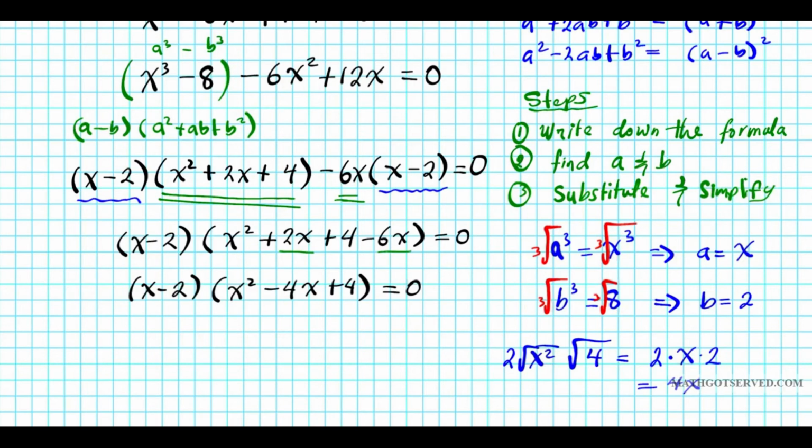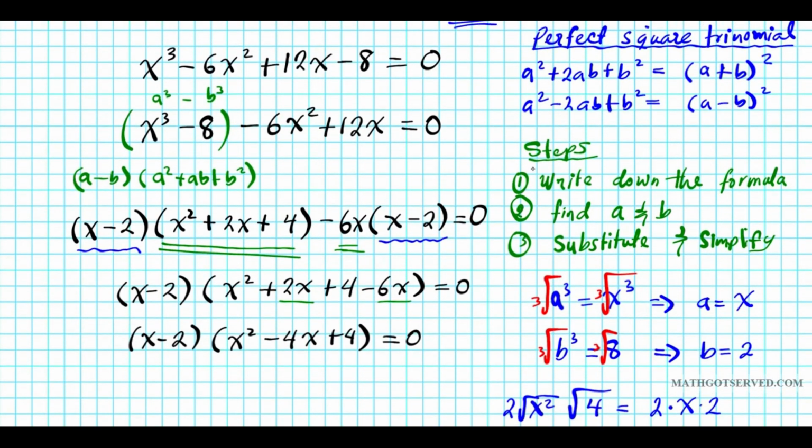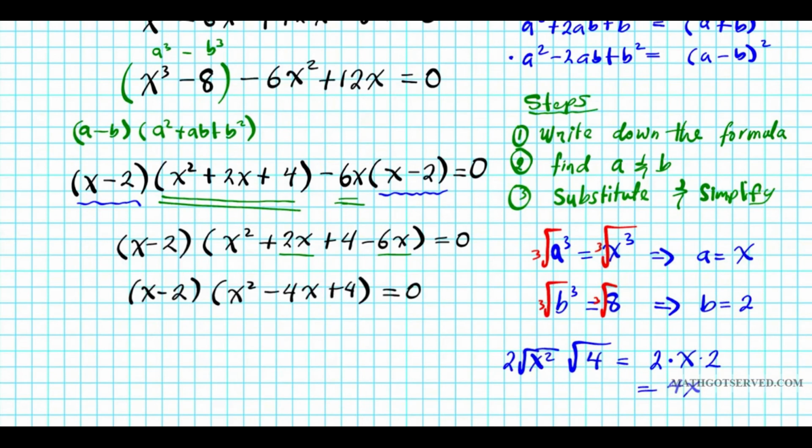So what does that mean? We can use this factorization trick right here to factor this trinomial, okay? So that just involves taking the square root of the first and the last term and bringing down the middle sign, okay? So we have x minus 2 times x, bring down the middle sign, minus 2 quantity square equals 0.